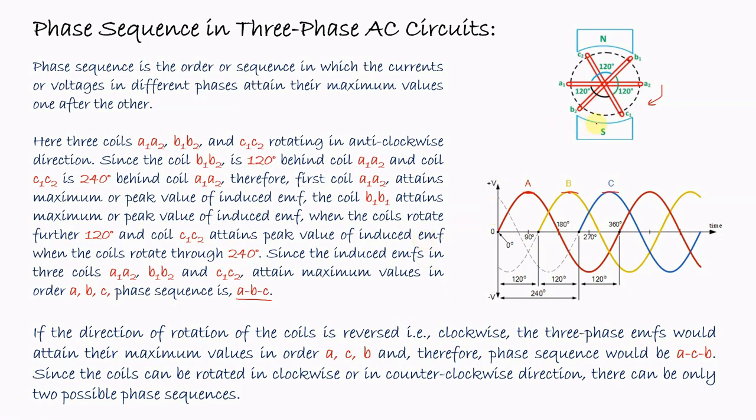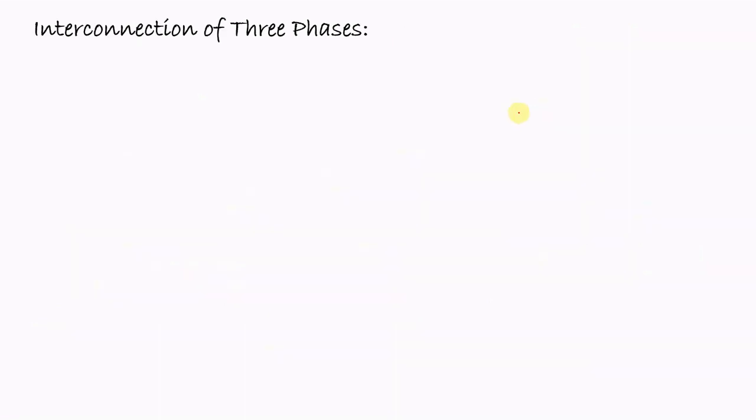So, if these three coils rotate in anti-clockwise direction, then the phase sequence will be A, B, and C. And if the coils are rotating in clockwise direction, then the phase sequence will be A, C, and B. Now the interconnection of the three phases.